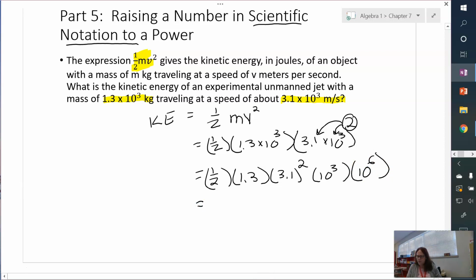Now I'm going to grab my calculator and I'm going to multiply all these constants together up front. So 1/2 times 1.3 times 3.1 and square that 3.1. And I get 6.2465. And now I'm going to multiply 10 to the 3 times 10 to the 6. Add those exponents together, and I get times 10 to the 9. And this is our kinetic energy in joules.